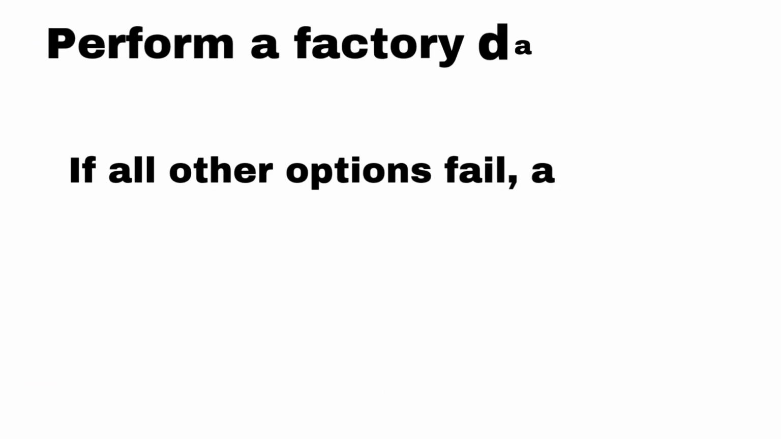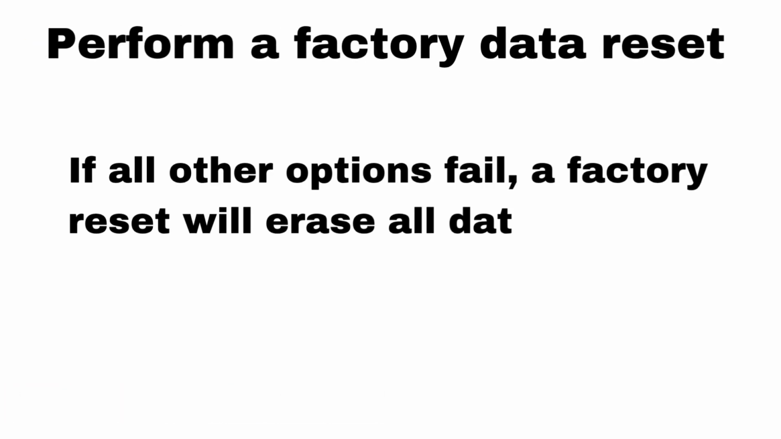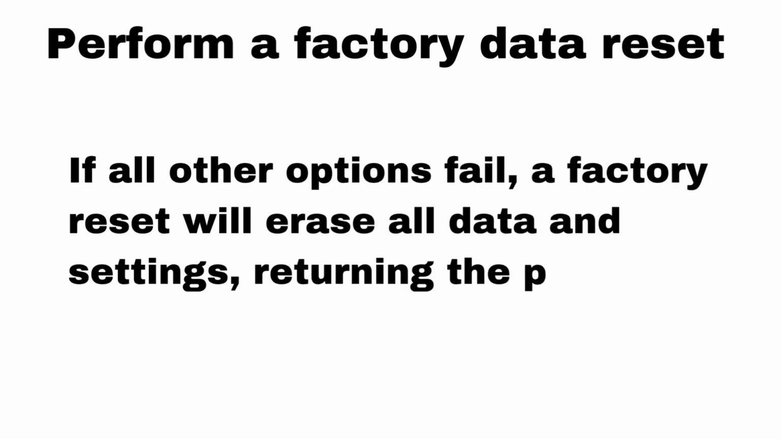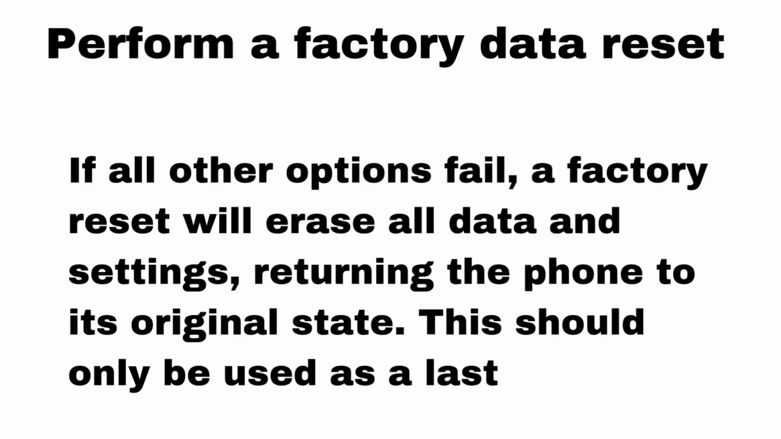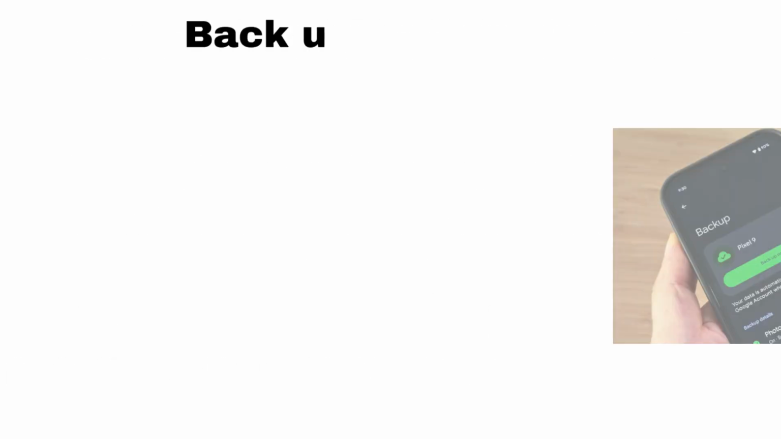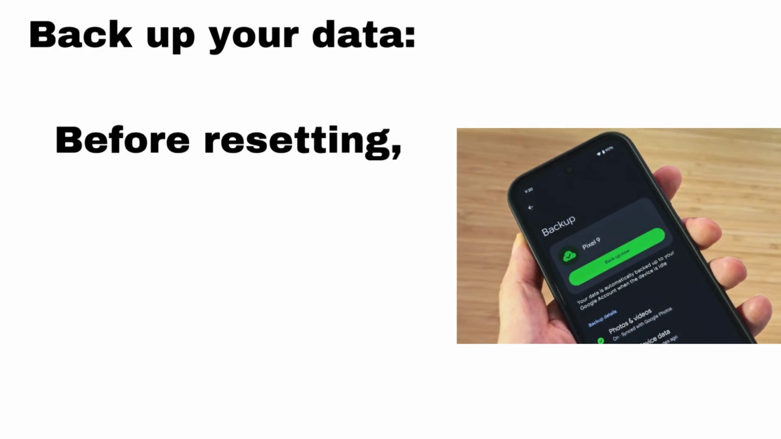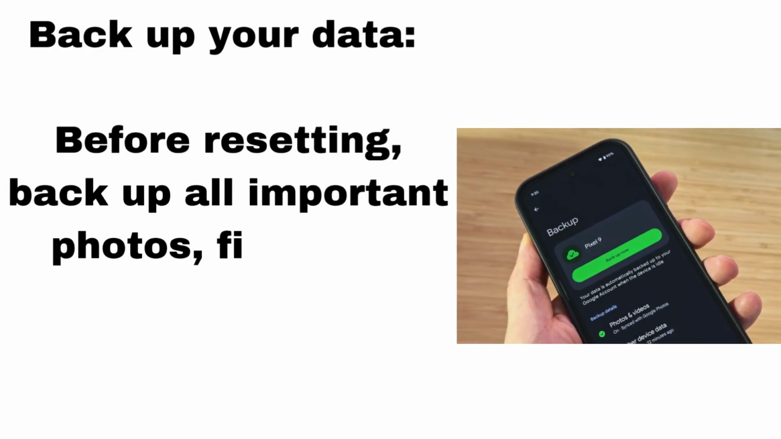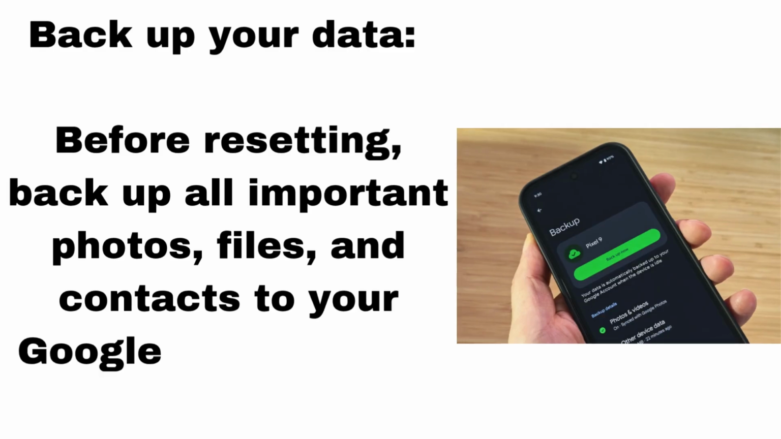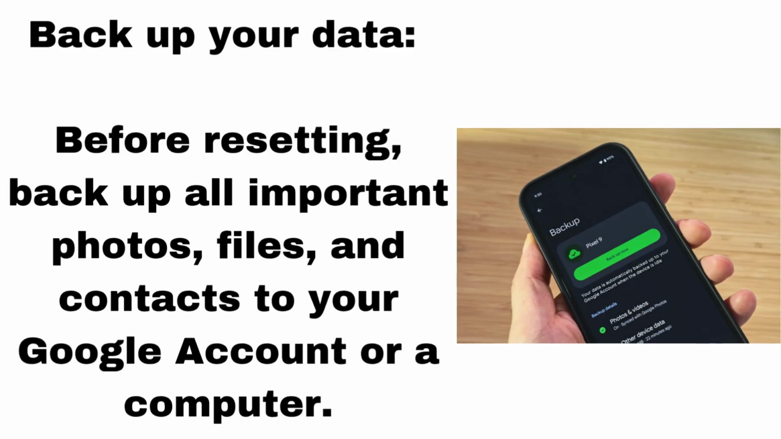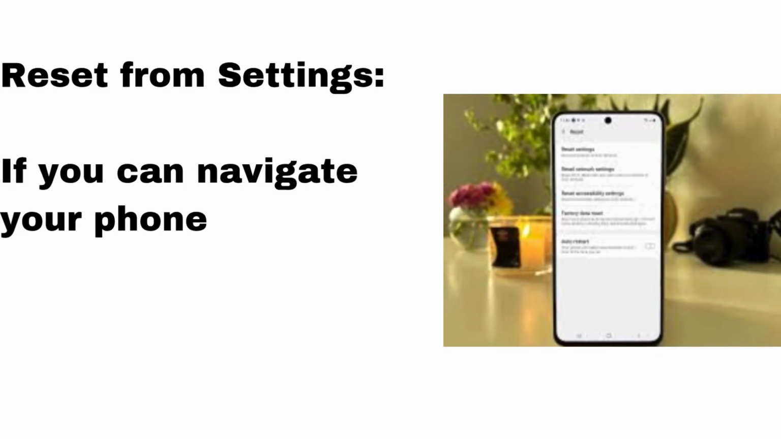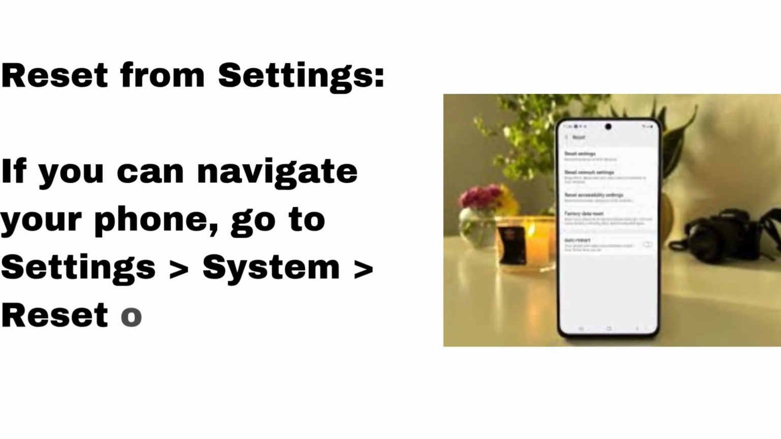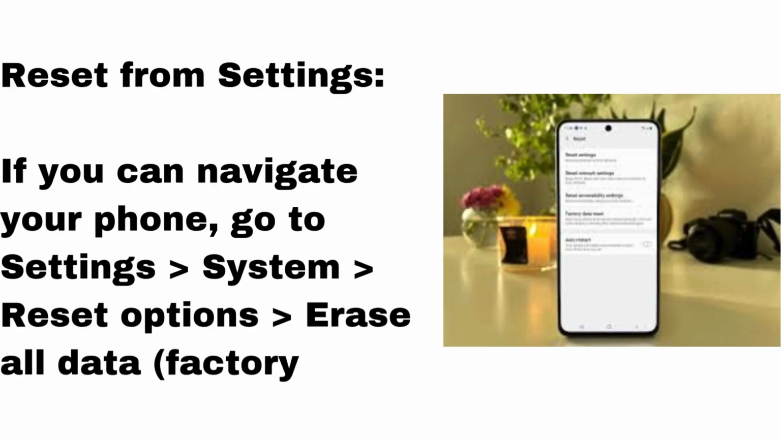If all other options fail, a factory reset will erase all data and settings, returning the phone to its original state. This should only be used as a last resort. Back up your data. Before resetting, back up all important photos, files, and contacts to your Google account or a computer. Reset from settings. If you can navigate your phone, go to Settings, System, Reset Options, erase all data, Factory Reset.